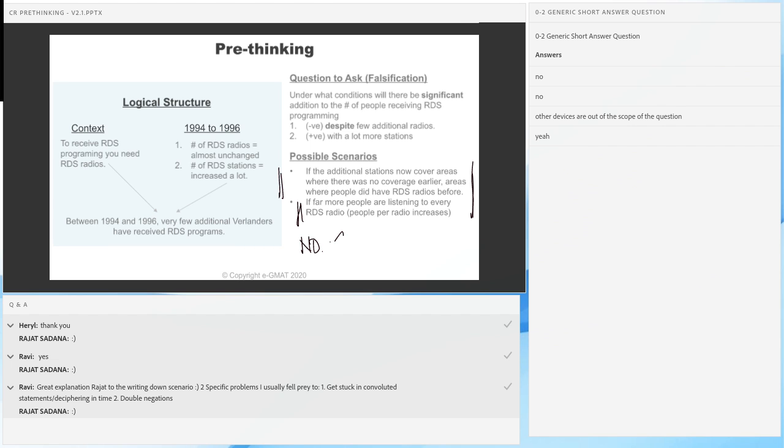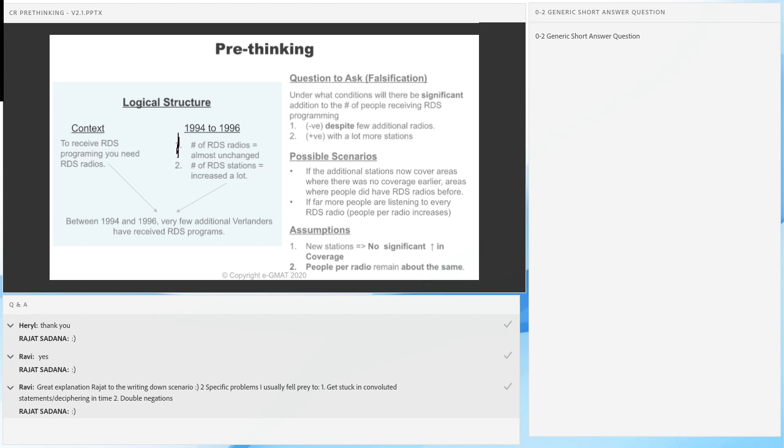So if these are the possible scenarios that break my conclusion down, then my assumptions are that the new radio stations do not significantly increase coverage, and the people per radio remain the same. And yes, when I say radios, I mean RDS radios. And that's over here: the number of RDS radios remains unchanged. Is everyone clear with the assumptions? Or most of you clear with the assumptions. And as I said, not everyone will understand this right away, but most of you will.